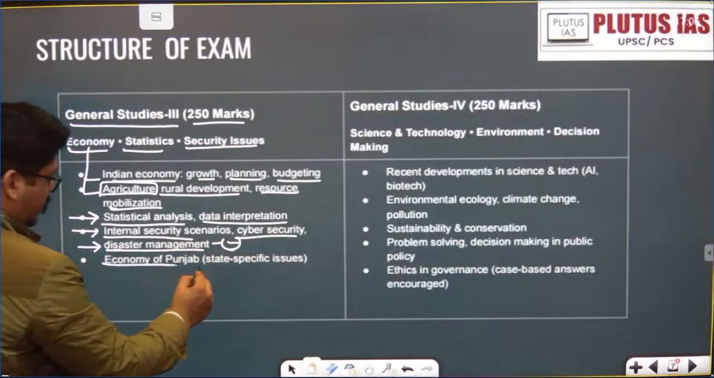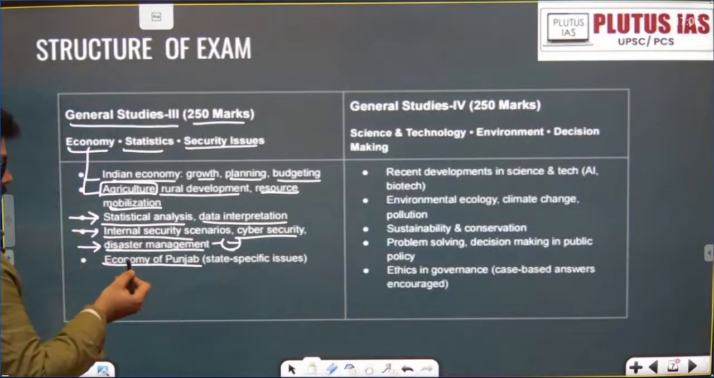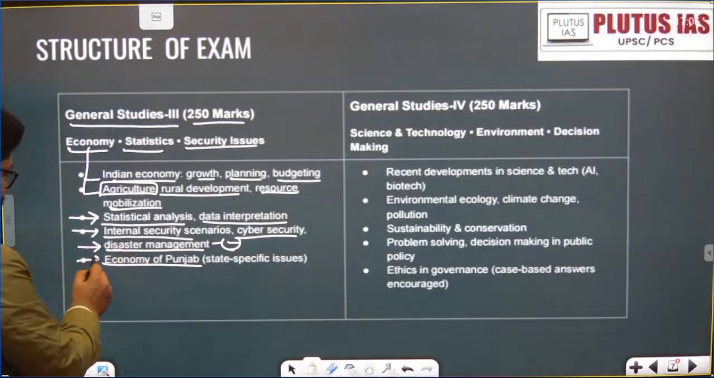Last but not the least, economy of Punjab. Please make time for a good analysis of the Punjab budget.